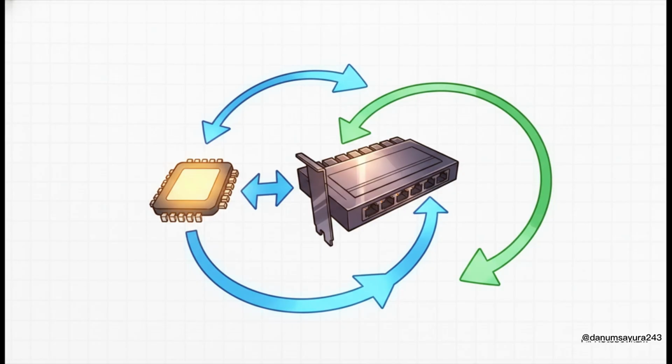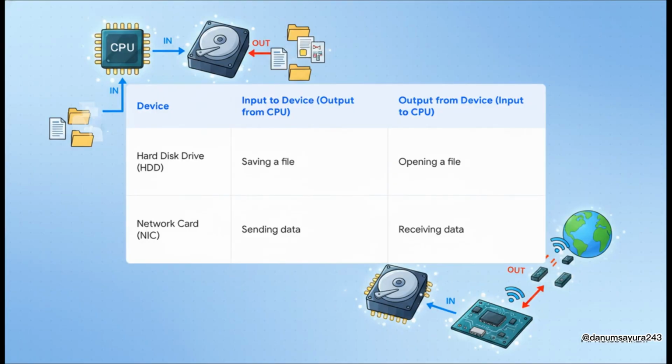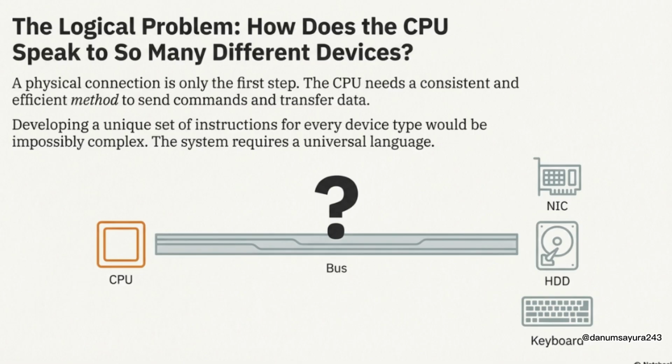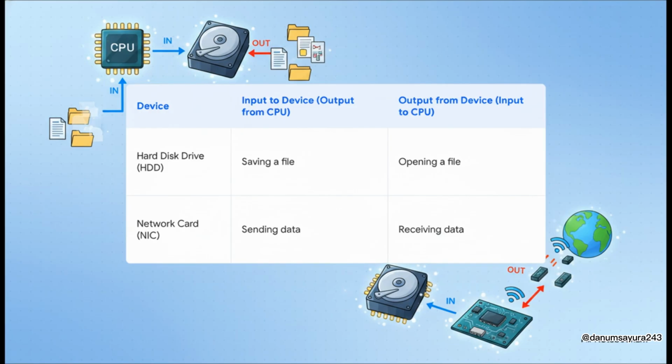And the best part? That same mailbox system we just talked about, it works perfectly for the return mail too. Think about your hard drive. When you save a file, data goes in from the CPU to the drive. But when you open that file, data comes out from the drive back to the CPU. Same deal with your network card. It takes data in from the CPU to blast out to the internet, and it brings data out from the internet back to the CPU. It's just this constant back and forth, a two-way flow of information.